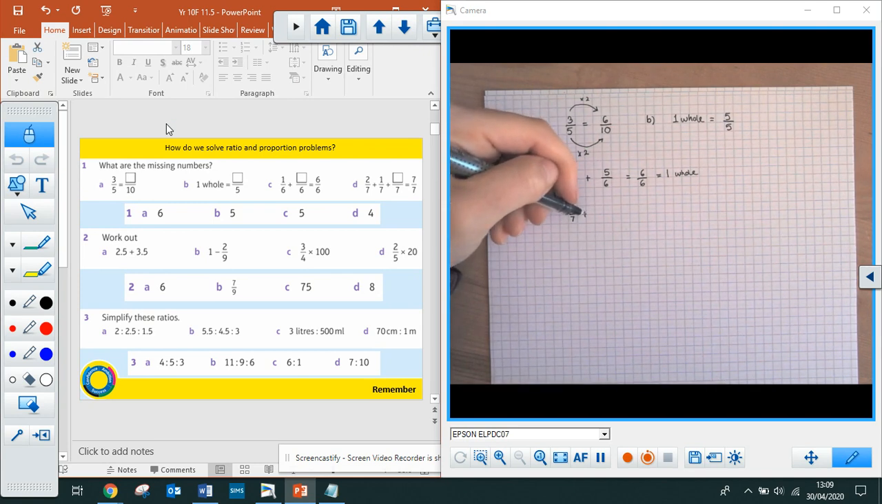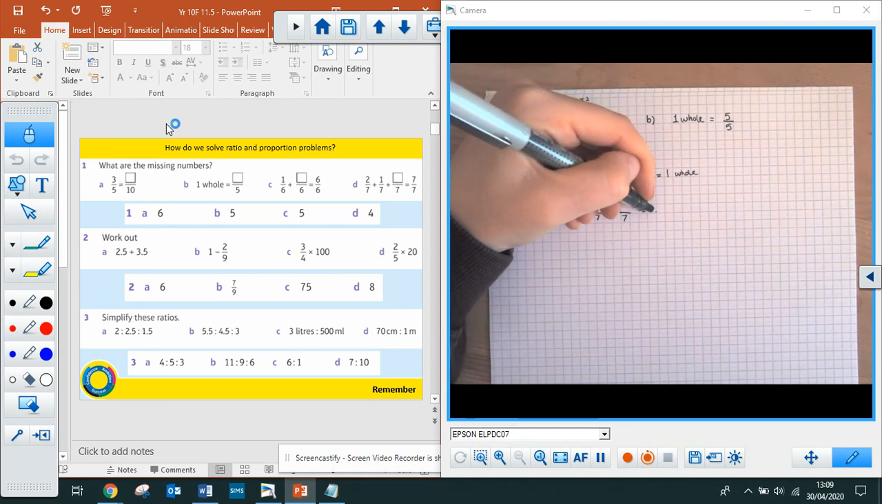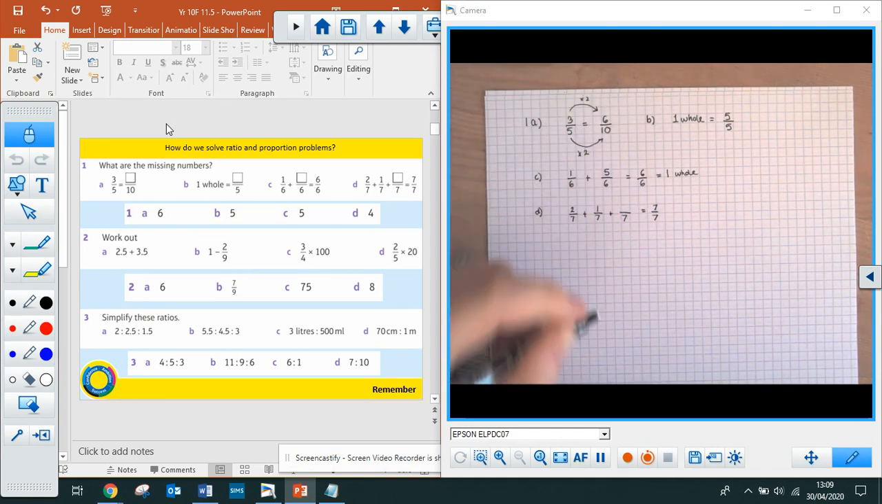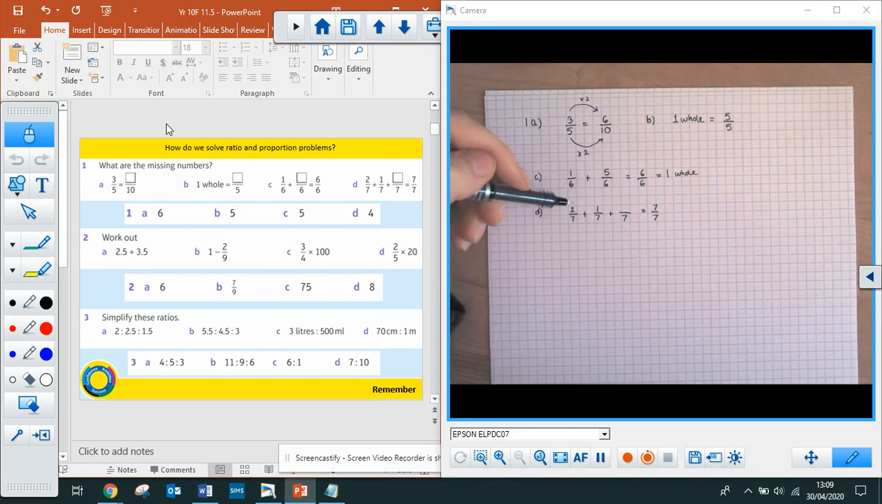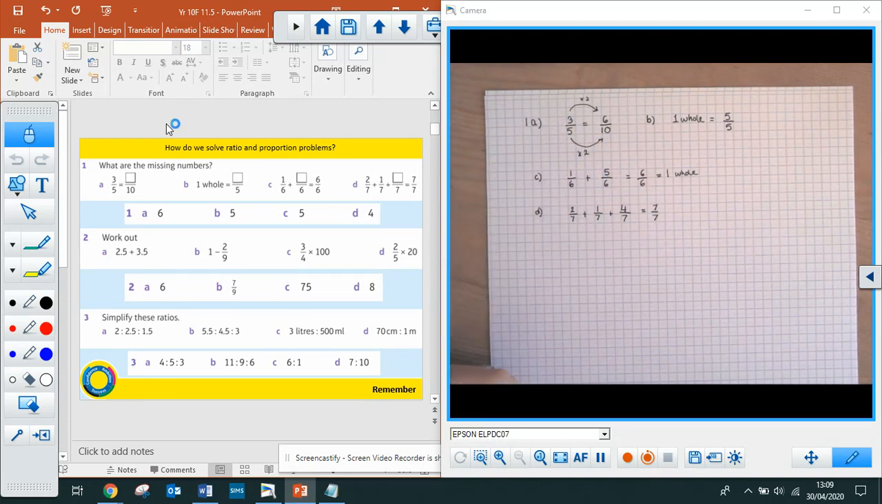And part D, we've got 2/7 plus 1/7 plus a blank number of 7ths is equal to 7/7. Bottom numbers are all the same, so that's fine. 2 add 1 is 3. So how do I get from 3 to 7? Well, I add 4. So my answer there would be 4/7. The blank was 4. Well done if you got those.